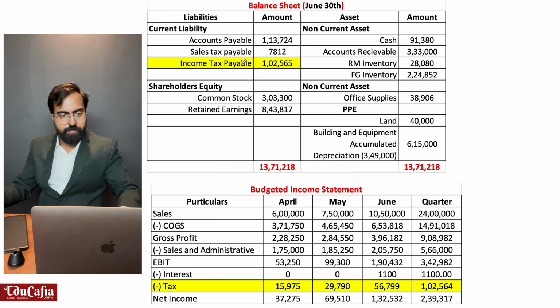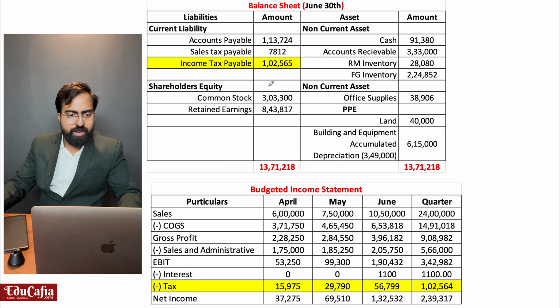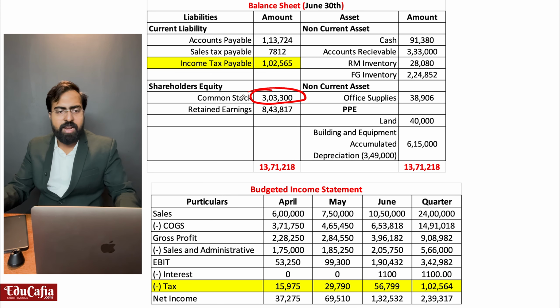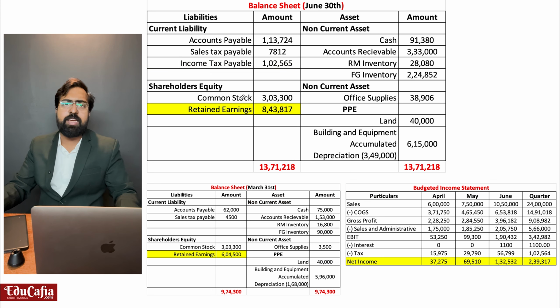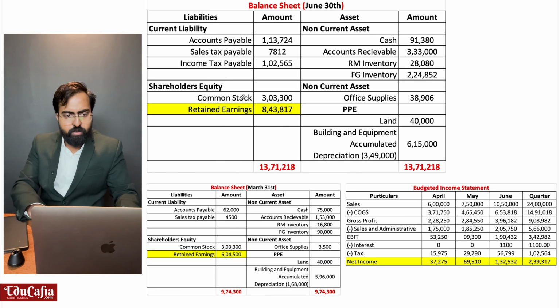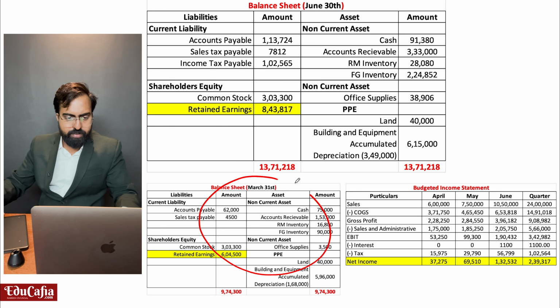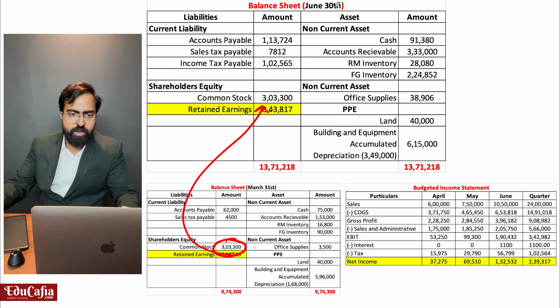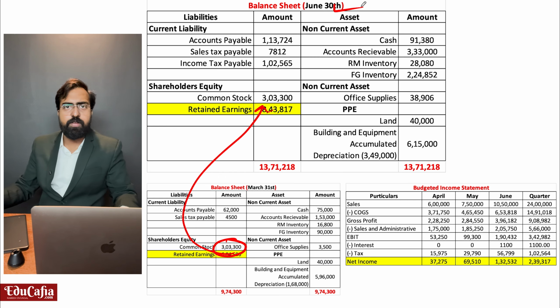Next, common stock. Is there any change in the common stock? Was anything discussed? No. So there is no change from March 31st. Whatever is in the March 31st balance sheet is there on June 30th also. You got it?